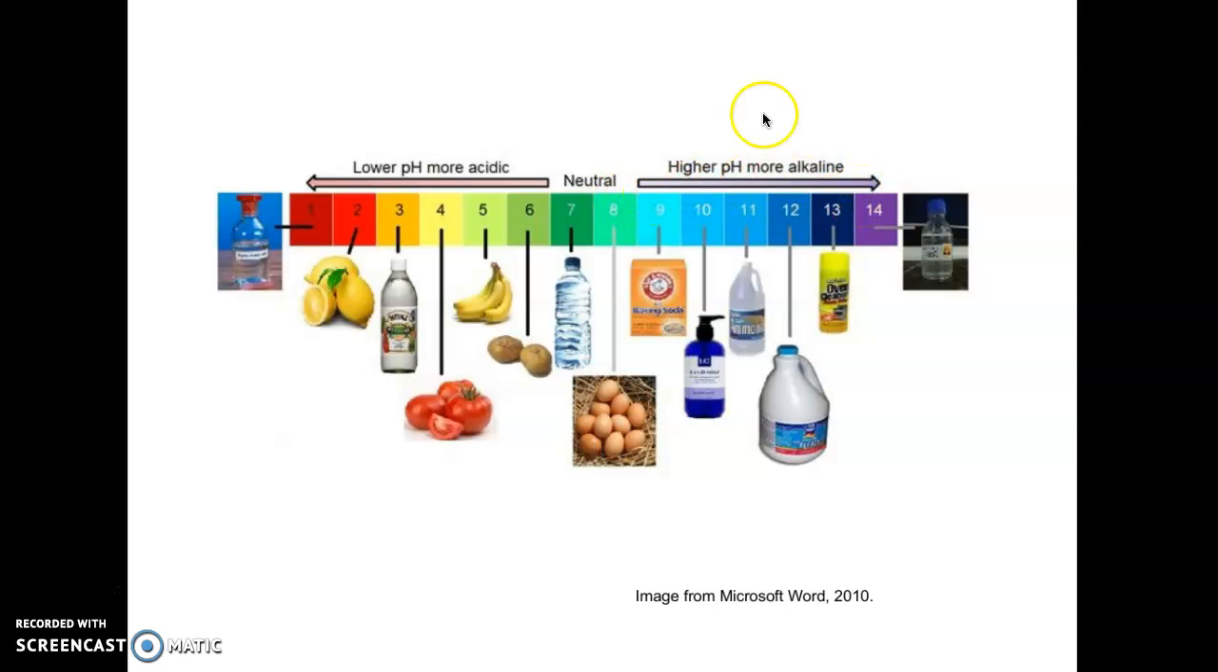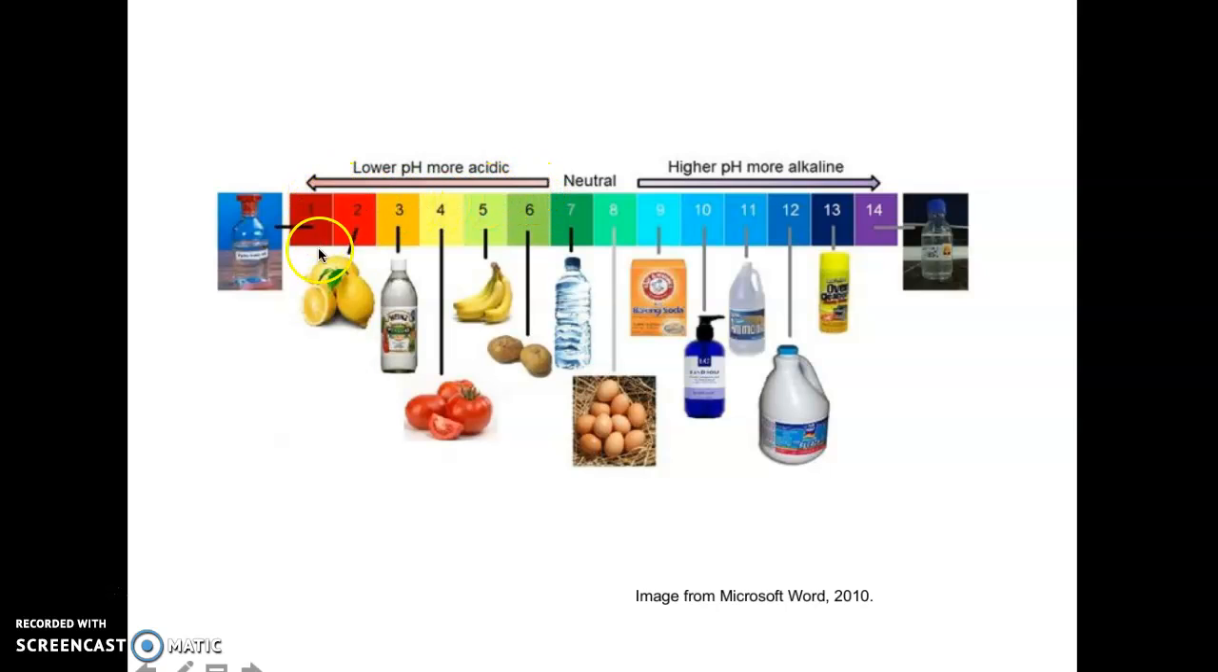So if we look at this, this is our hydrochloric acid, lemons, vinegar, tomatoes, bananas. Anybody thought bananas were acidic? These, I think, are potatoes. A little hard to see right there. Again, would you think that those were acidic?